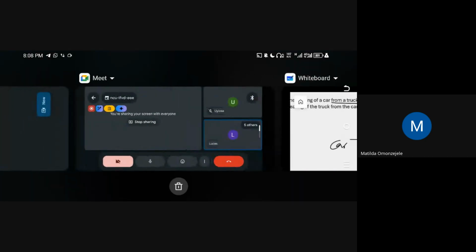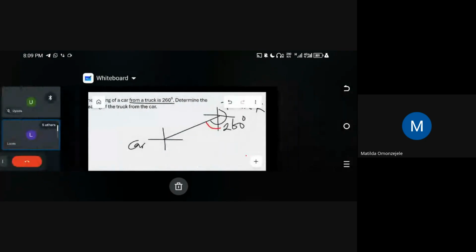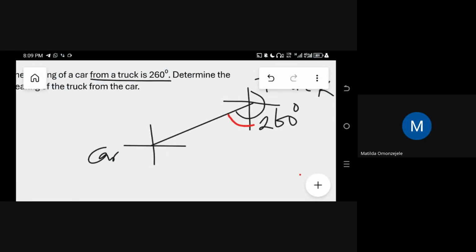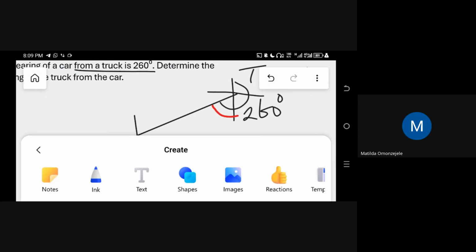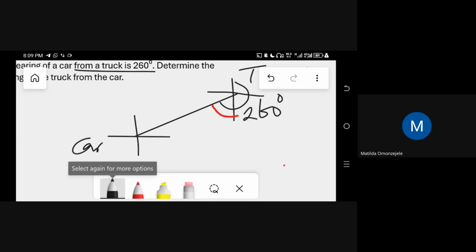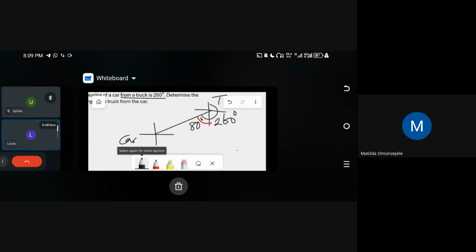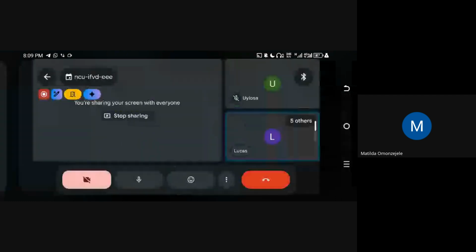80 degrees would be only that small angle. So now we have this small place as 80 degrees. Does everybody understand why only that small place marked red is 80 degrees? Is there anybody that doesn't understand why?